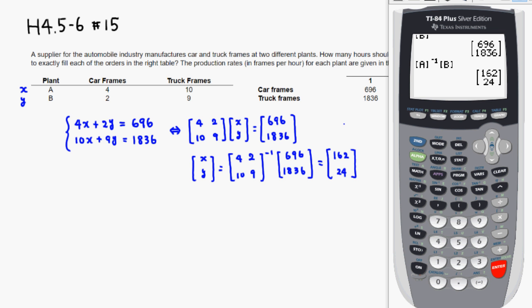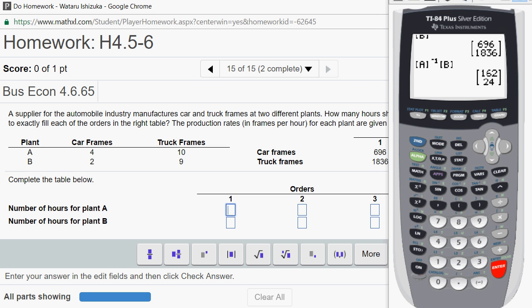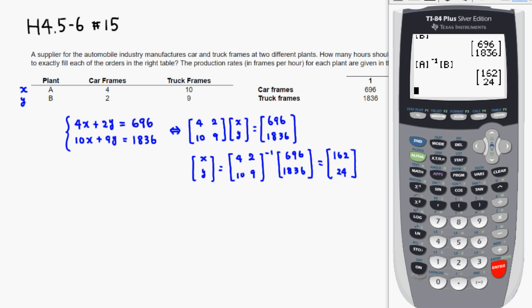Alright, so let's type in the answer first. So this was 162 and 24. So you would have to spend 162 hours at plan A and 24 hours at plan B. This was order number 1.